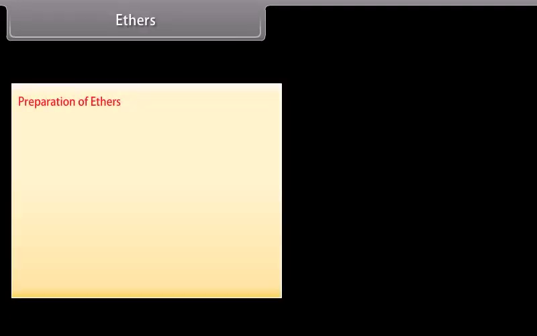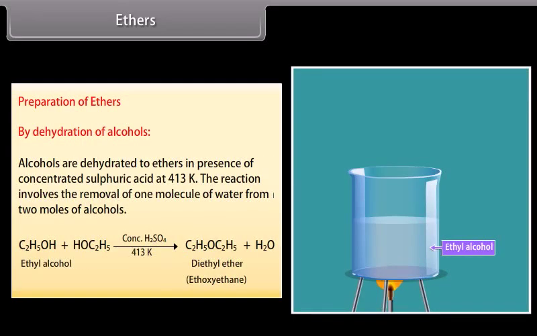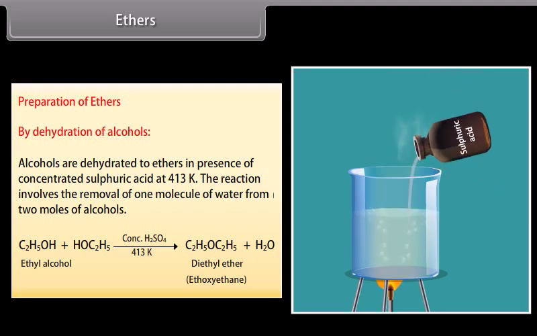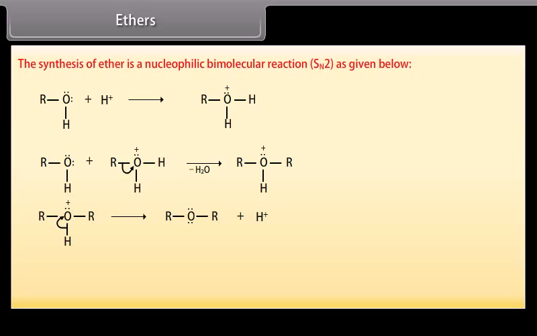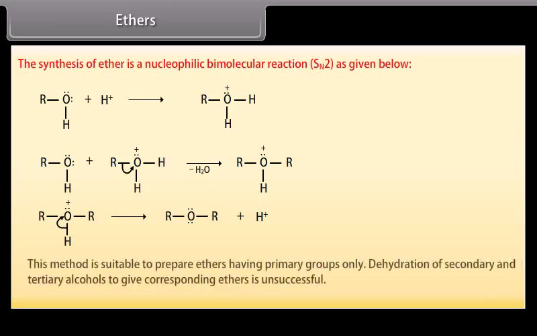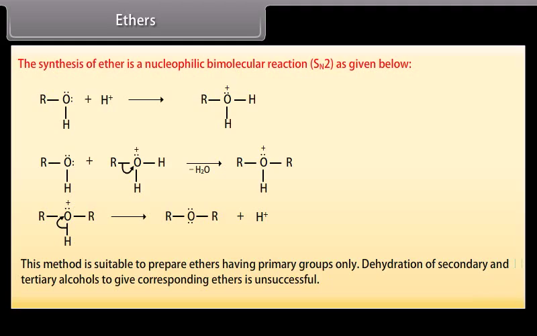Ethers. Preparation of ethers. By dehydration of alcohols. Alcohols are dehydrated to ethers in the presence of concentrated sulfuric acid at 413 Kelvin. The reaction involves the removal of one molecule of water from 2 moles of alcohol. The synthesis of ether is a nucleophilic bimolecular reaction as given below. This method is suitable to prepare ethers having primary groups only. Dehydration of secondary and tertiary alcohols to give the corresponding ethers is unsuccessful.